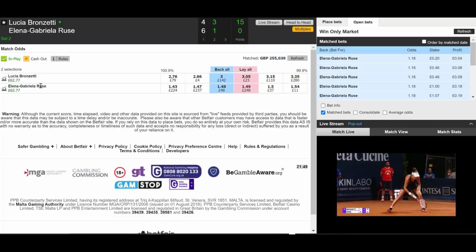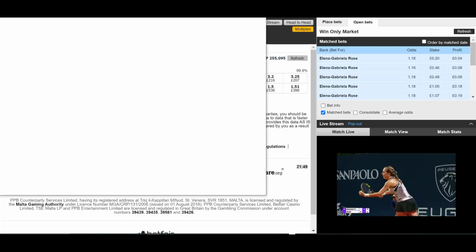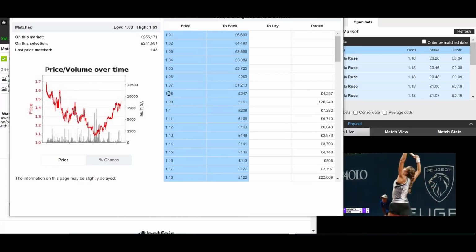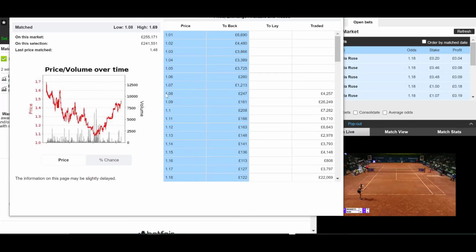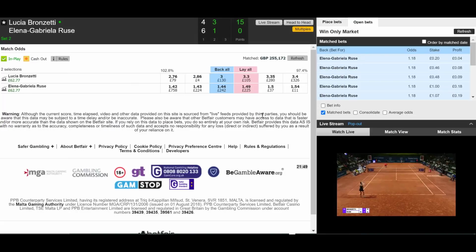And now you can see how quickly Bronzetti has turned this around. And just for curiosity's sake, you can see Rus went down to 1.08 so far, now out to 1.44, and it's getting pretty interesting. But yeah, anyway, quick example.